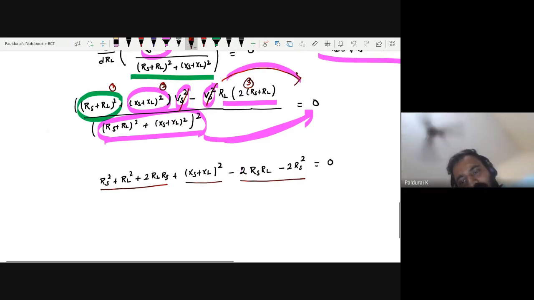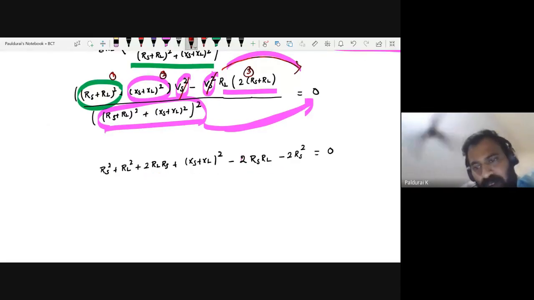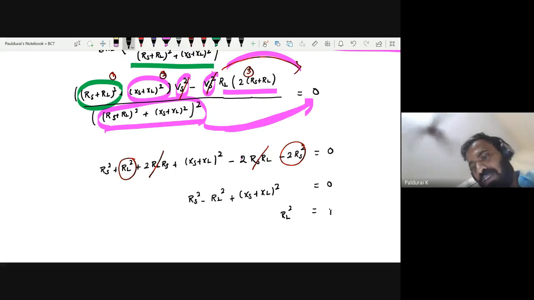Now this is 2 times Rs RL. This is 2 times RL plus RL. And this is RL square. This is minus 2 times RL square. So what is my final expression? Rs square minus RL square plus Xs plus XL the whole square equals 0. I'm looking for RL square, which equals Rs square plus Xs plus XL the whole square.